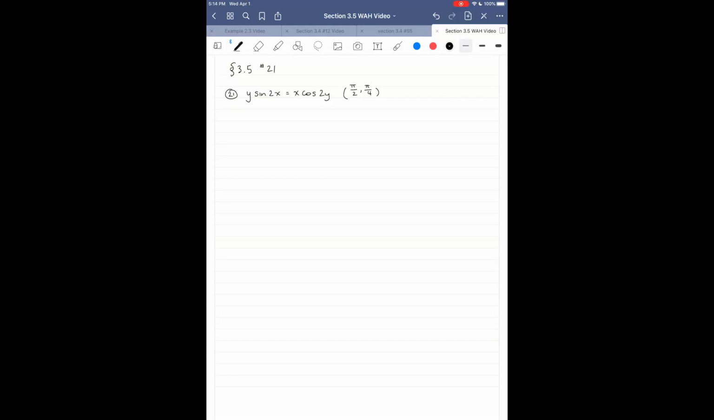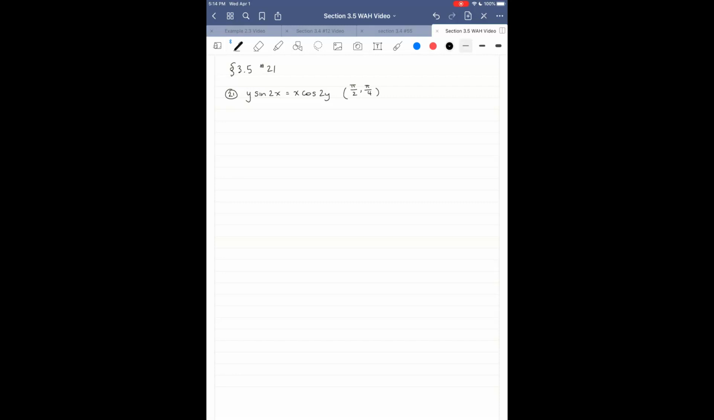In section 3.5, number 21, we are supposed to find an equation of the tangent line to the curve at the given point. And we have to use implicit differentiation, which they told us in the instructions, but we could see ourselves because we can't solve this equation for y just in terms of x. So we're going to take the derivative with respect to x across the equal sign.